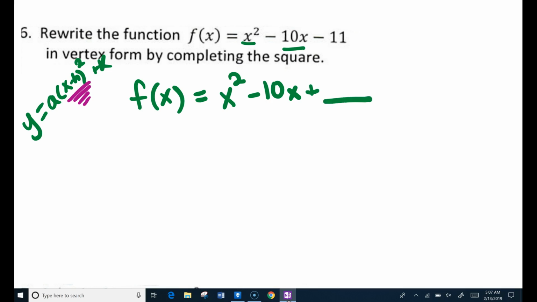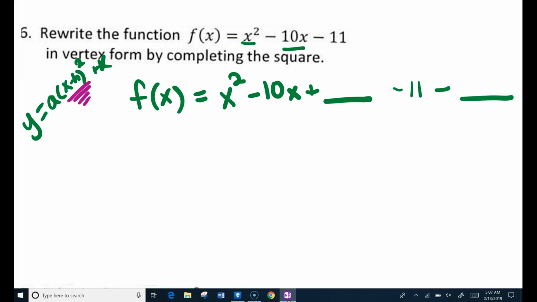So I'm going to write plus and a line because there's something I need to add there to make that a perfect square trinomial. And I write my minus 11 at the end here, and whatever I add to the equation here, in order to cancel it out so that the equation stays equal on both sides, I'm going to have to subtract that same thing at the end.